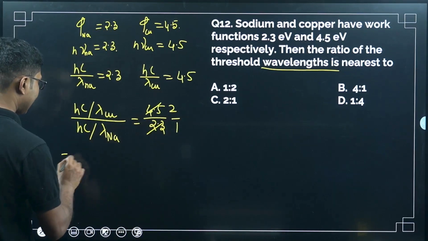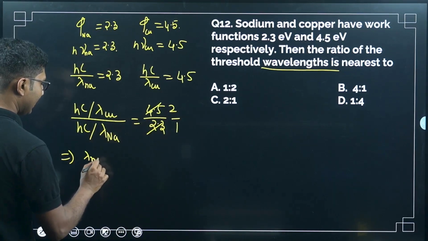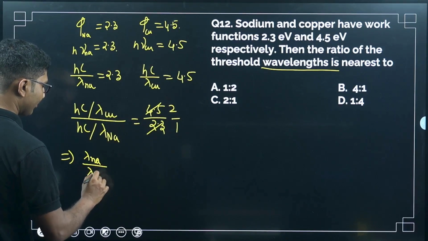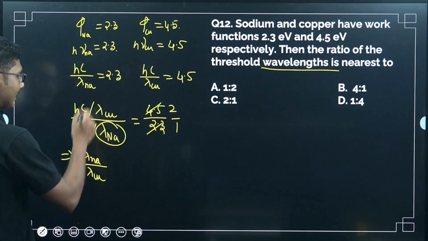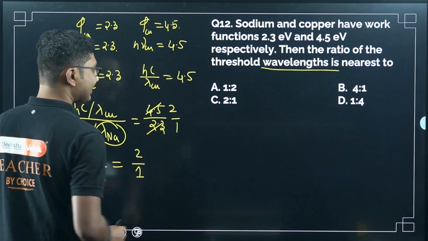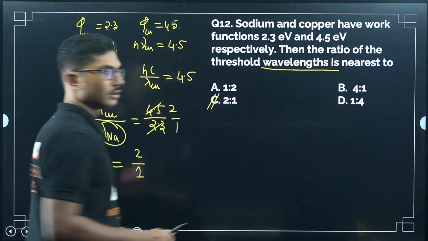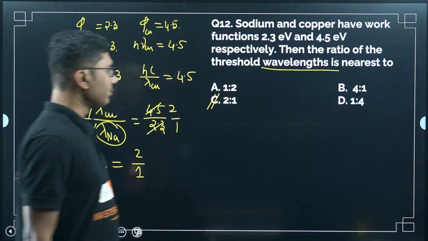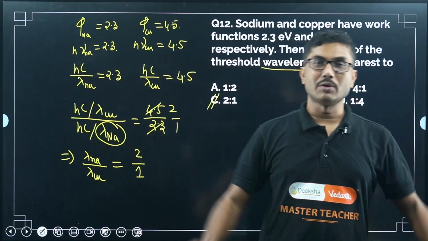Now, you can write this side as lambda Na divided by lambda Cu, right? This will go up, hc will cancel, it will be 2 by 1. So, correct answer is 2:1, okay? Not 1:2, it is 2:1. You have to be careful about the order.